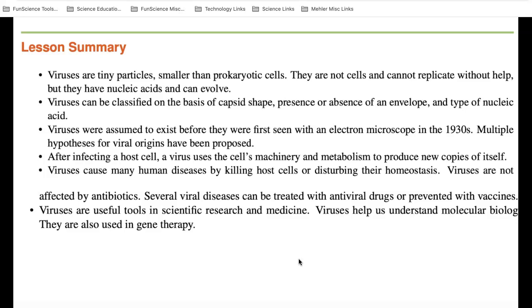Remember, we don't have a cure yet for any diseases caused by viruses. And viruses can be useful tools in research and in medicine.